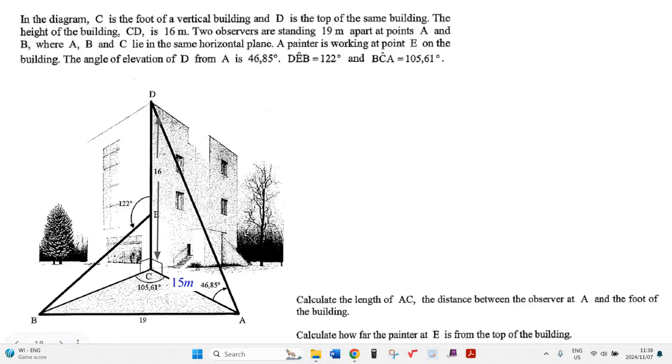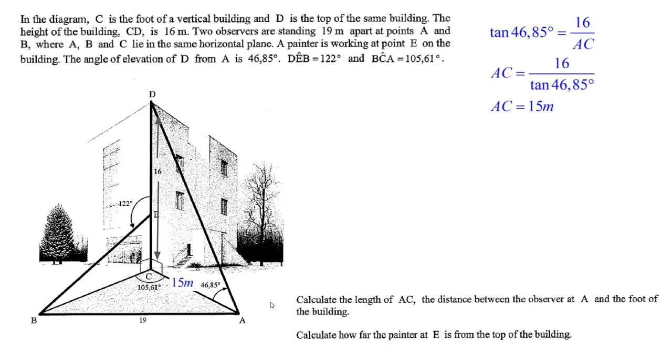Okay, and there's 122 degrees. We've got a 105.61 there. We've got an angle of elevation of 46.85 there. Let's just try the first thing. It says calculate the length of AC.